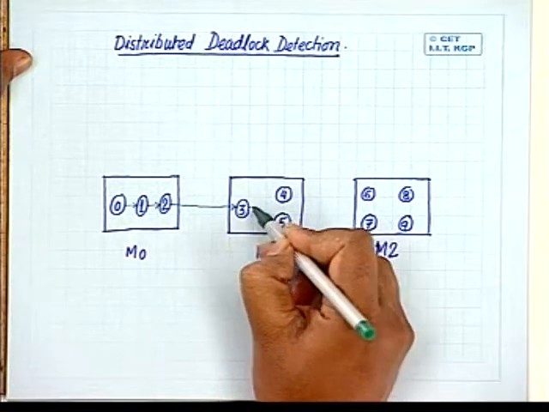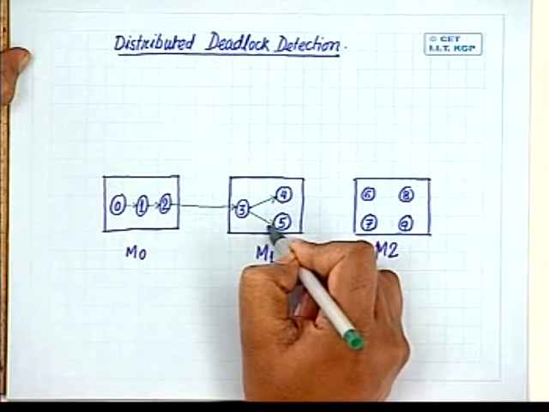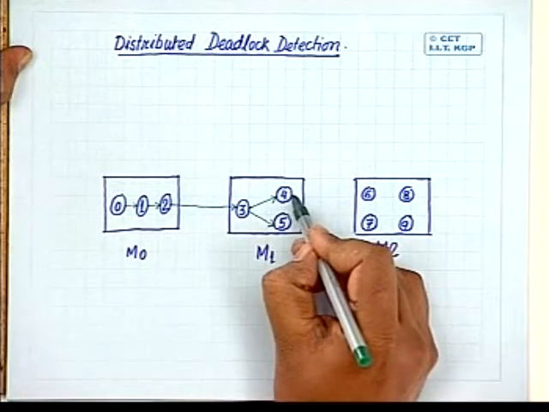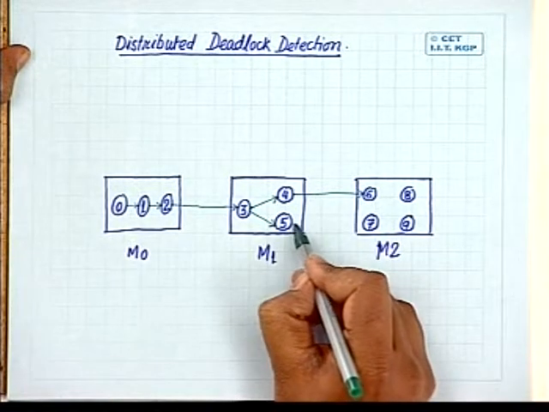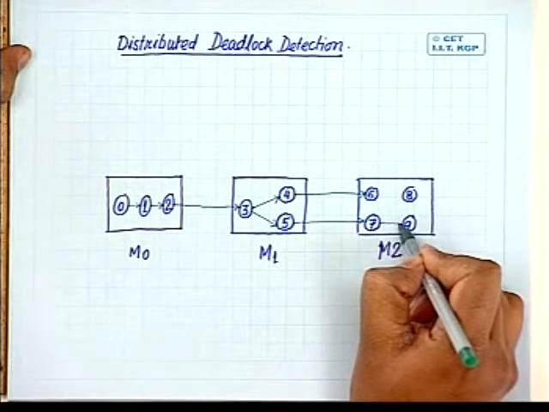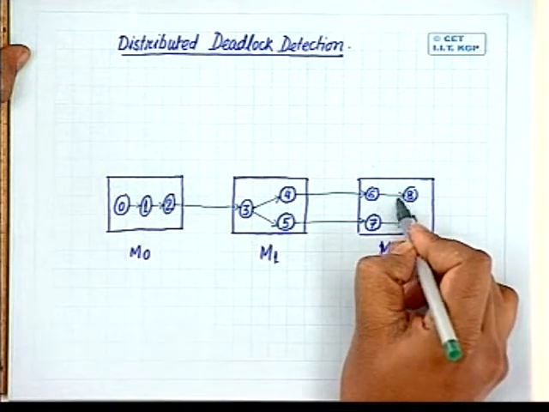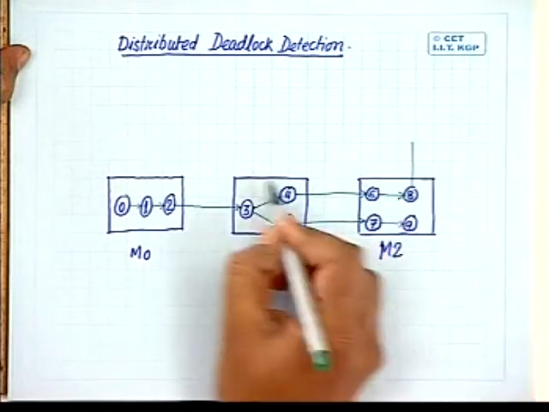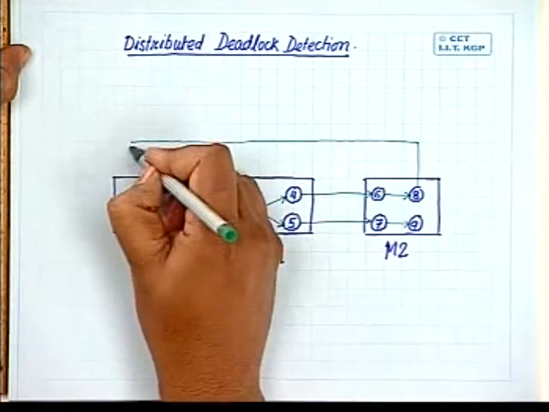This process 3 in turn is waiting for two processes, process 4 and process 5, and both these processes are in machine M1. Process 4 is waiting for a resource which is currently held by process 6. Process 5 is waiting for a resource which is currently held by process 7. Process 7 is waiting for a resource which is currently held by process 9. Process 6 is waiting for a resource which is currently held by process 8. Okay, and process 8 is waiting for a resource which is currently held by process 0.